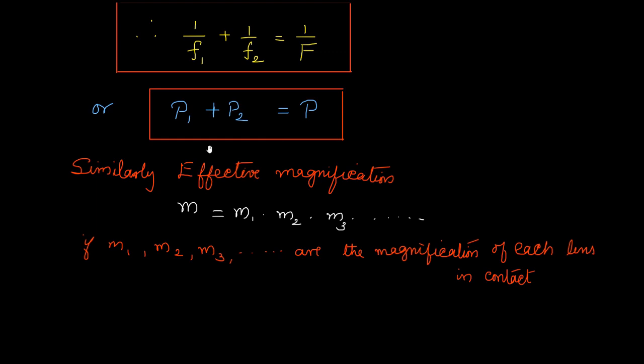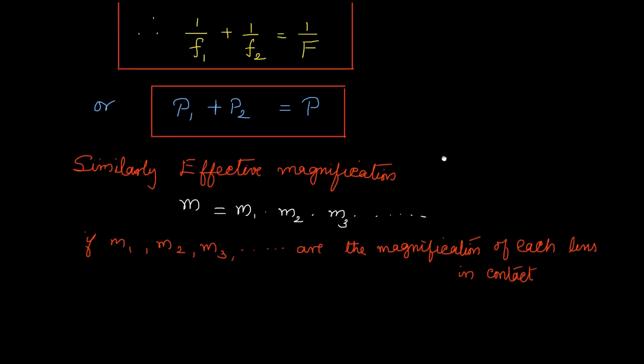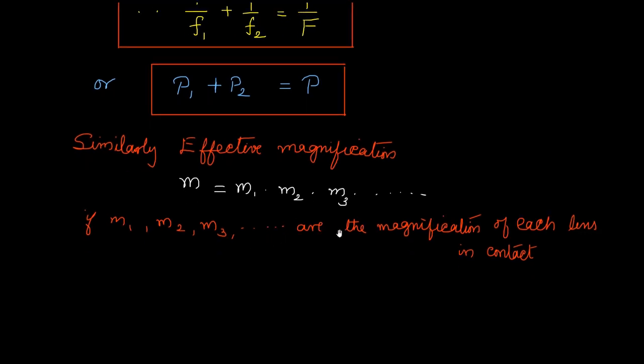Similarly, if M1 and M2 are the magnification of the lenses and M is the magnification of the combination, M equal to M1 into M2. Or if n lenses are combined, effective magnification M equal to M1 into M2 into M3 into M4 into etc., where M1, M2, M3 etc. are the magnification of each lens in contact.